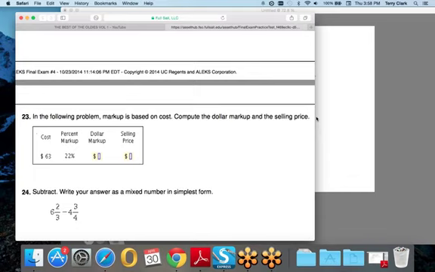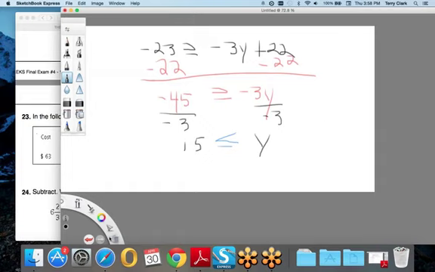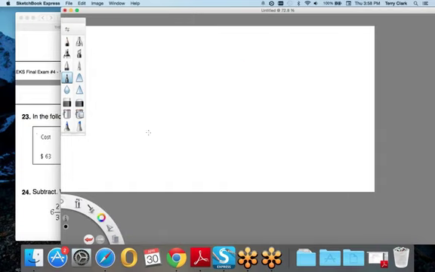In the following problem, markup is based on cost. Compute the dollar markup and the selling price. The first thing we have to do is figure out what the dollar markup is, if it's 22% of $63. Let's clear the board. So that's going to be 63.